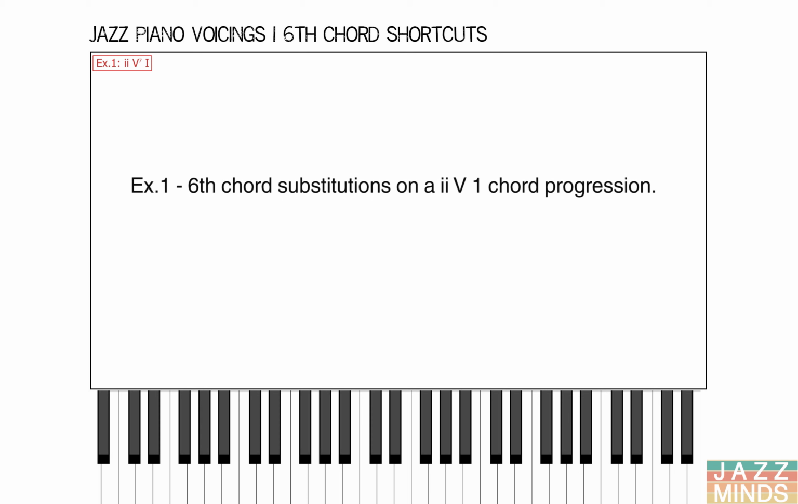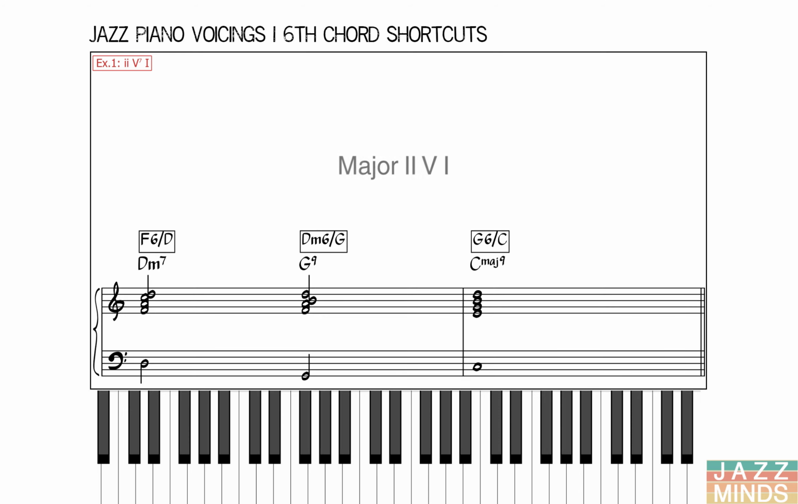Exercise 1. You can master all these 6th chord-based shapes by playing a 2-5-1 chord progression in both major and minor. F major 6 on D root, which equals D minor 7. D minor 6 on G root, which equals G dominant 7. G6 on C root, which equals C major 9.